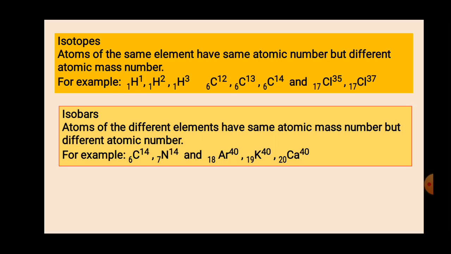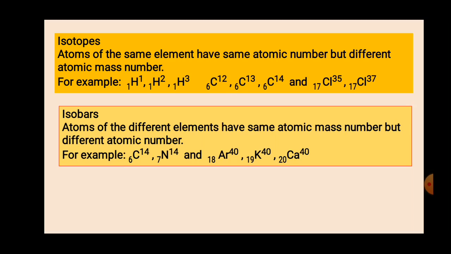Now isobars. What is the meaning of isobars? Atoms of different elements have the same atomic mass number but a different atomic number. See the example: carbon and nitrogen, atoms of different elements. Carbon is different, nitrogen is different. So these are atoms of different elements.